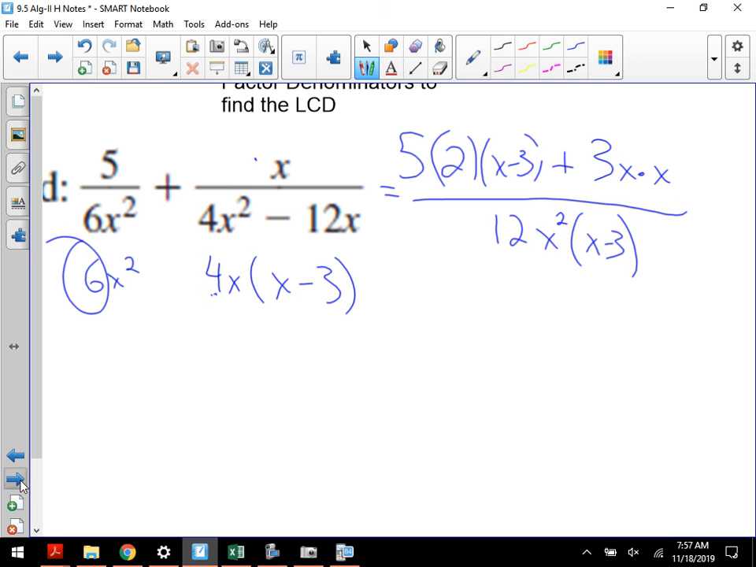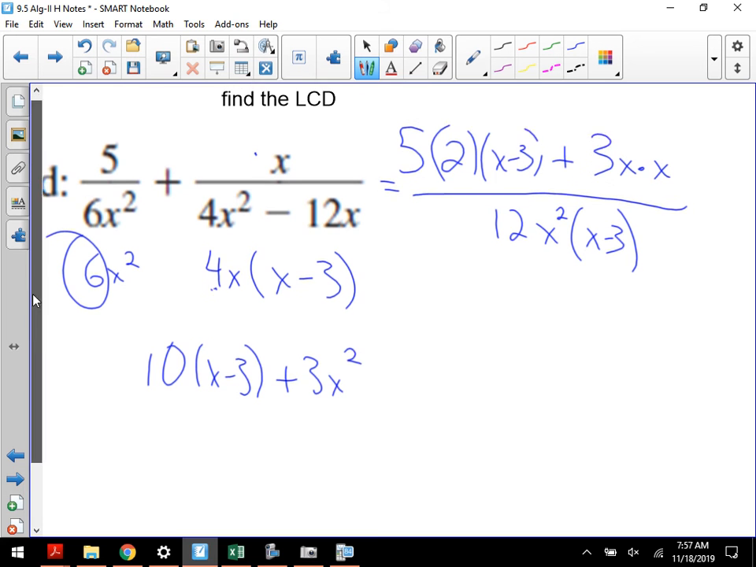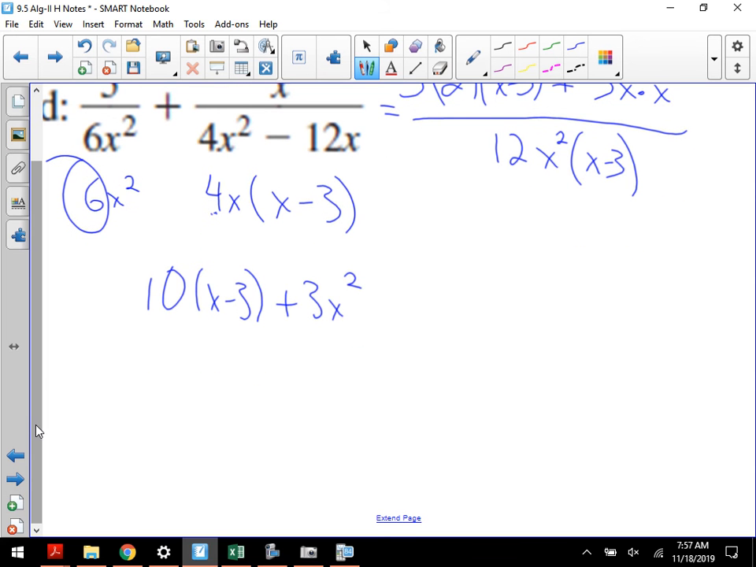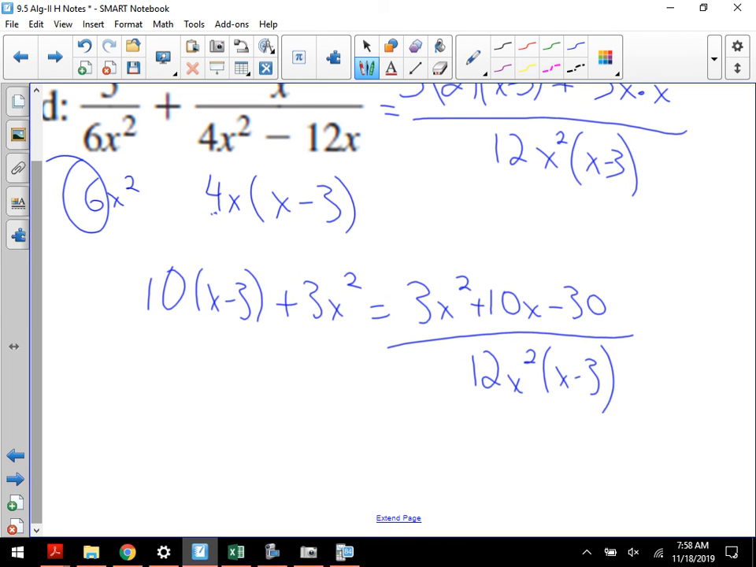All right. Put it all together, you wind up with 10 times the x minus 3, and then plus a 3x squared. In these numerators, you want to clean them out, so you get 3x squared plus a 10x minus a 30 all over the 12x squared x minus 3. You don't have to multiply out the denominators, but whenever you're doing the fraction stuff and you're adding and subtracting, you do always distribute and combine like terms in that case. Right. That's what that would look like.